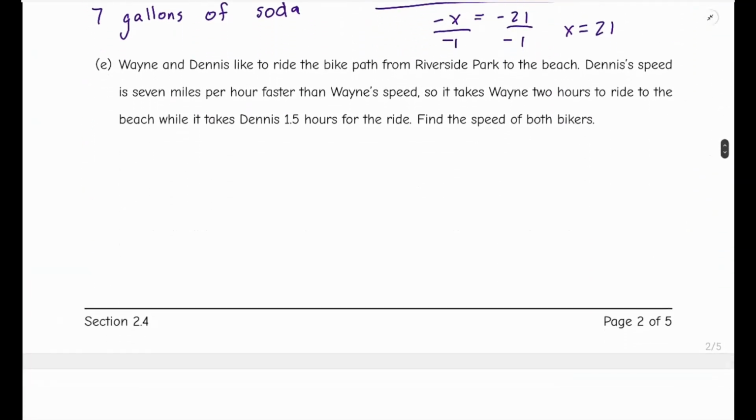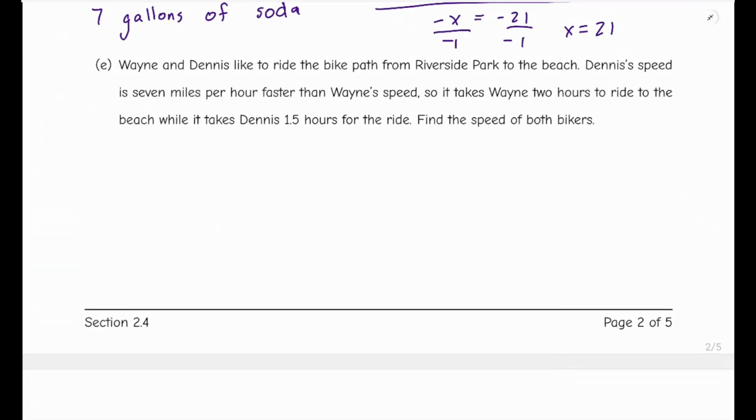Now for part E, Wayne and Dennis like to ride the bike path from Riverside Park to the beach. Dennis's speed is 7 miles per hour faster than Wayne's speed, so it takes Wayne 2 hours to ride to the beach, while it takes Dennis 1.5 hours for the ride. Find the speed of both bikers.